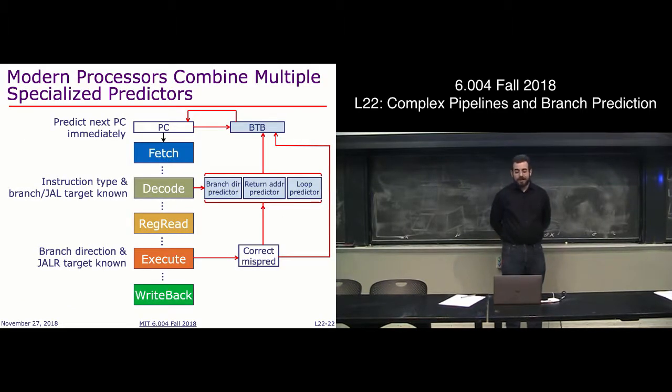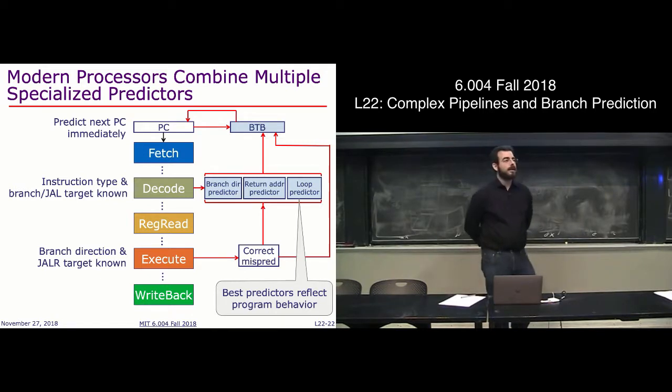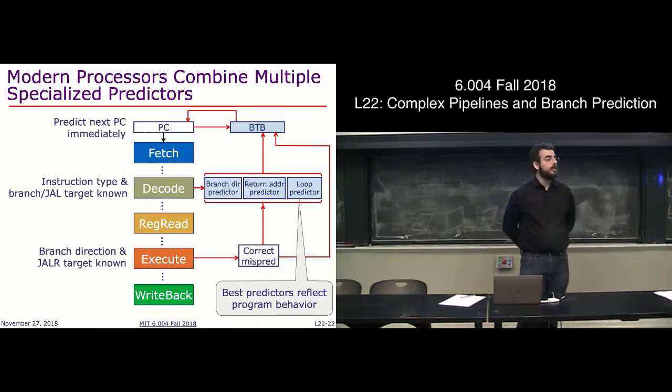Okay, so at a very high level, modern processors actually have many of these more specialized predictors. They all have a BTB, but then they have specialized predictors for branch direction and for return address prediction. For example, when you have function calls, it will remember the PC that you're expected to return to, and on a return instruction, it will feed that PC as the next PC. There are also loop predictors, and so on. So there are lots of predictors that are specialized to particular program behaviors. And along the pipeline, as soon as the processor gets more information, if it believes it has gone down the wrong path, it will try to redirect control flow to reduce the misprediction penalty.